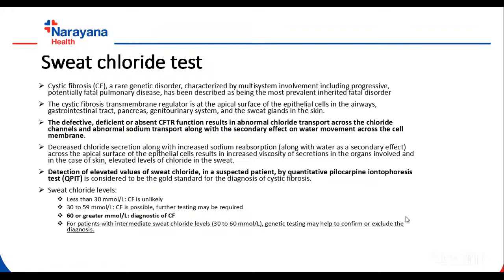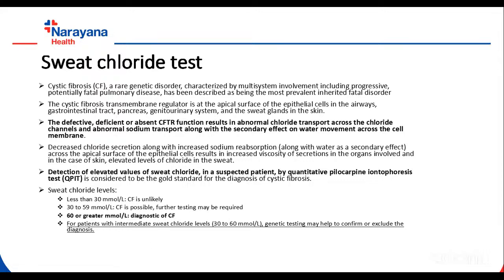Cystic fibrosis is a rare genetic disorder characterized by multi-system involvement, including progressive, potentially fatal pulmonary disease, which has been described as being the most prevalent inherited fatal disorder. The regulator is at the apical portion of these epithelial cells in the airways, in the GI tract, pancreas, and the detection of the elevated levels of sweat chloride in a suspected patient is done by a quantitative pilocarpine iontophoresis test, which is considered a gold standard for diagnosis of cystic fibrosis, which is also done in our lab.